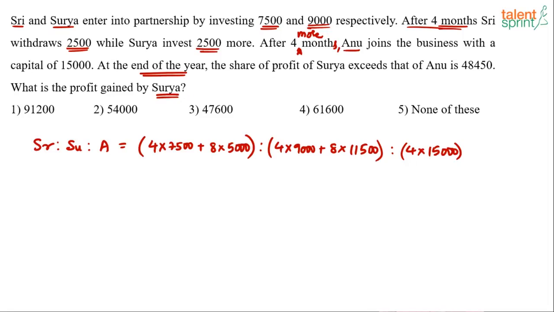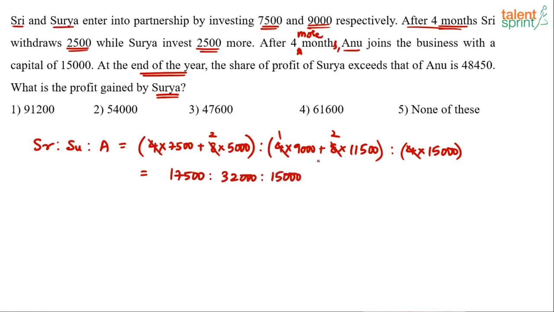Simplify. How do you simplify this? See, first of all, 4 is common, right? So let's forget about that. 4 into 1, 4 into 2, 4 into 1, 4 into 2, and 4 into 1. Now I think 2,500 is also common everywhere. Or no, 2,500 is not common here. So get the ratio basically. So this is 2 into 5,000, 10,000. 10,000 plus 7,500 is 17,500. This is 2 into 11,500, so 23,000. 23,000 plus 9,000 is 32,000. Yes or no? And the last part is 15,000.